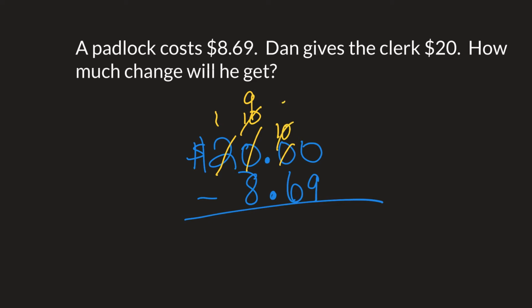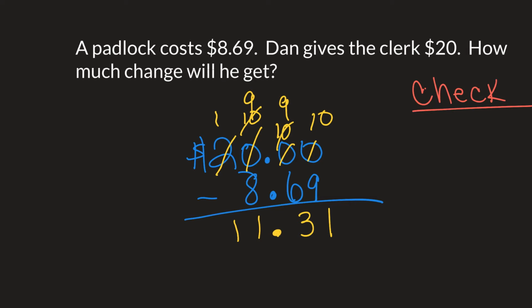This becomes a 10, and then a 9, and then finally this is a 10. We subtract. 10 minus 9 is 1. 9 minus 6 is 3. 9 minus 8 is 1. And 1 minus 0 is 1. And we bring down the decimal. Now, how do we check this? We add, right?